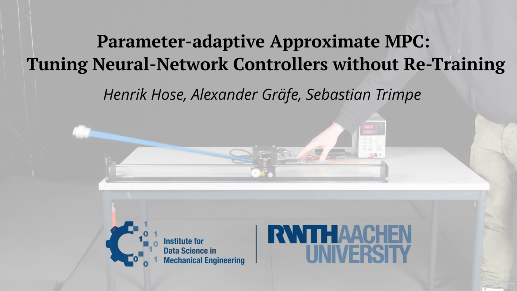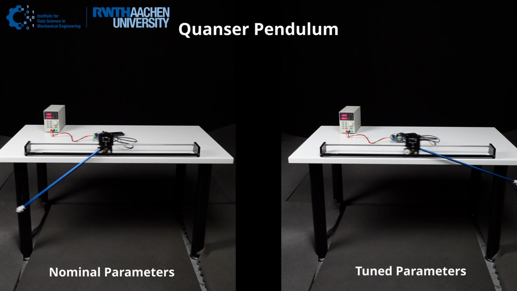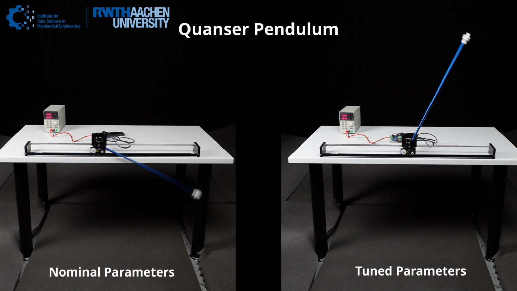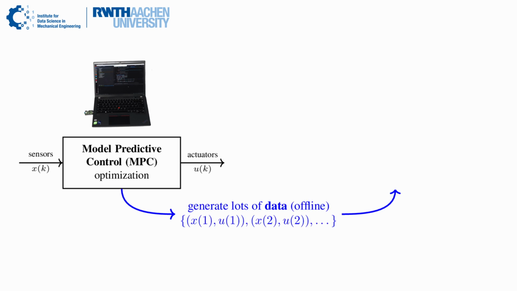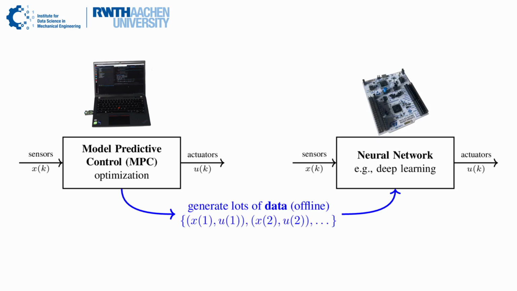We present parameter adaptive approximate model predictive control, a method to adapt neural network controllers without retraining. Model predictive control, MPC, is a control strategy that requires powerful and expensive processors for online optimization. Approximate MPC, AMPC, resolves this by sampling large datasets and imitating the behavior of MPCs with neural networks that run in milliseconds on cheap hardware.